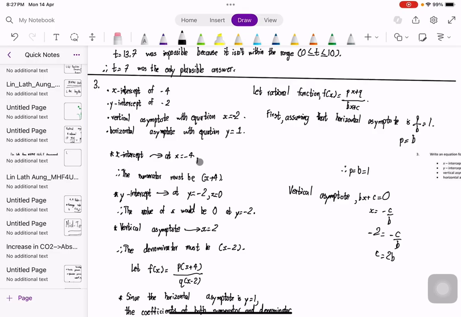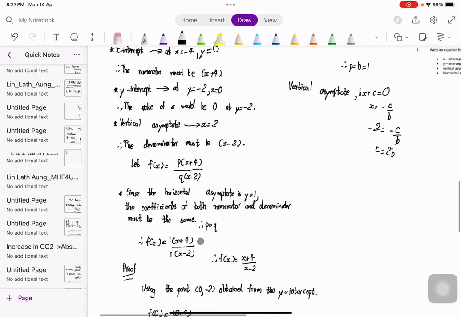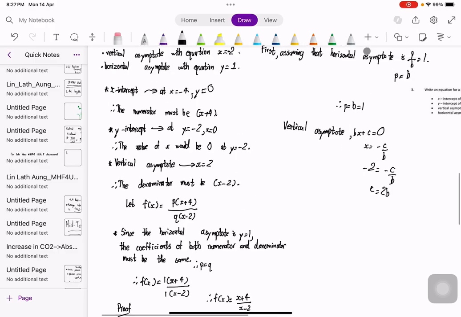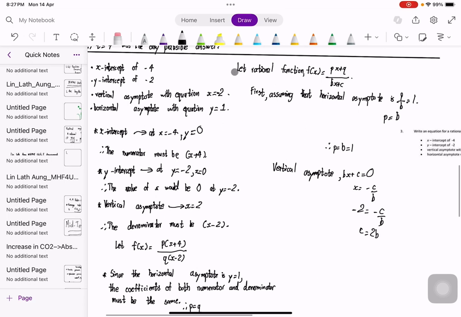So the value of x would be 0 at y is equal to minus 2. The vertical asymptote would be x is equal to 2, and the denominator, of course, must be x minus 2. So this would be here. Of course, we haven't finished solving yet, since we have to add another factor here, first assuming that this is a rational function.